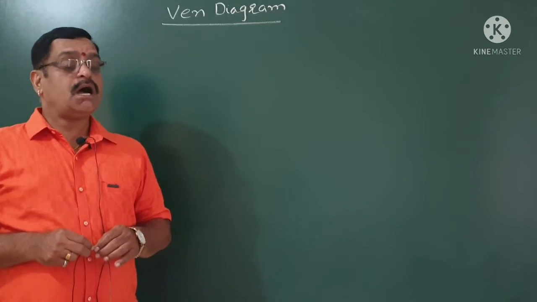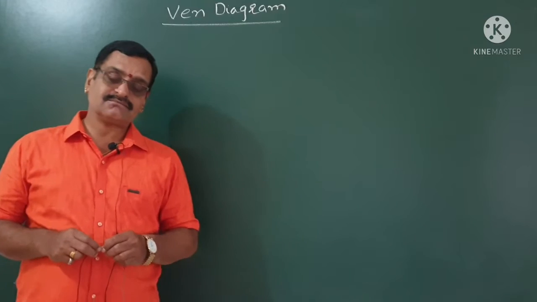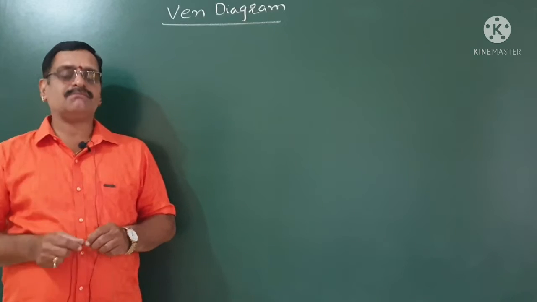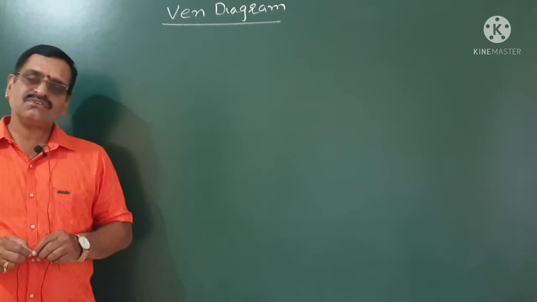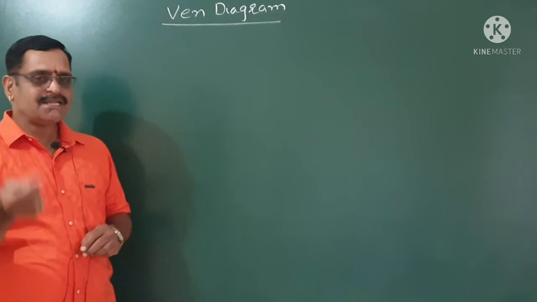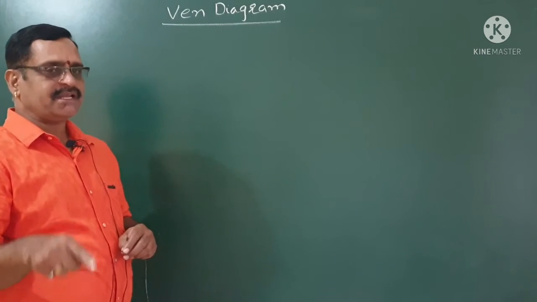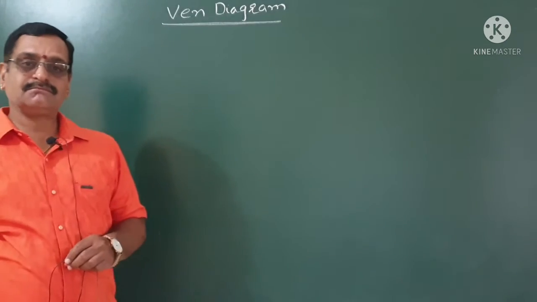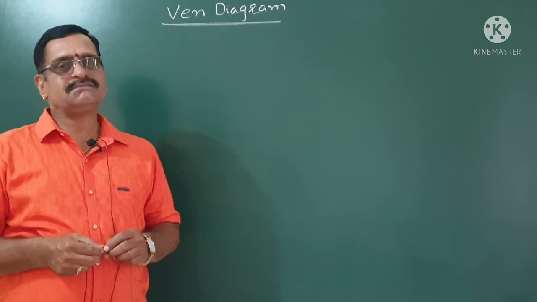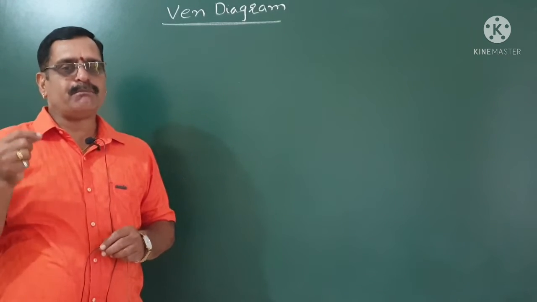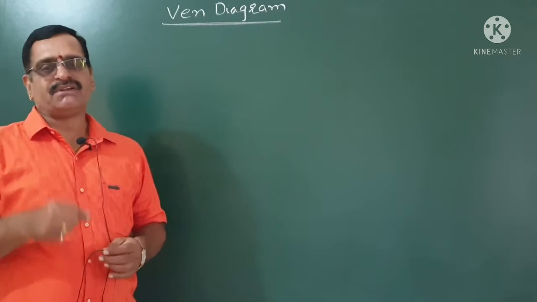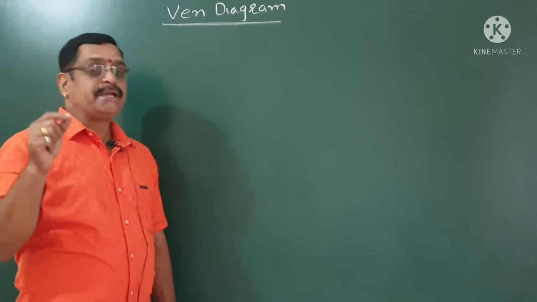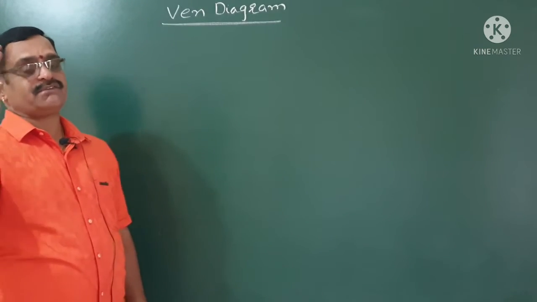We know how to represent a set. How many ways are there? Number one, roster form, and number two, set builder form, and another way of representing the set is the Venn diagram method. What is this Venn diagram method? It is just a pictorial representation of a set. Again, it is a pictorial representation of a set.